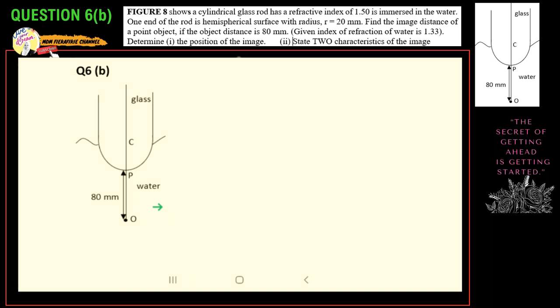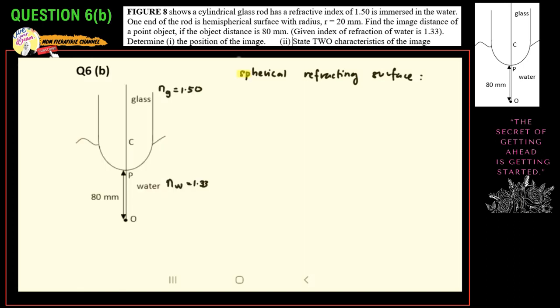question. Okay, so given that the refractive index of the water N is equal to 1.33, the refractive index of the glass is 1.50, while the refractive index of the water is 1.33. Okay, so determine the position of the image. So when we want to calculate the position of the image, remember, this question is about spherical refracting surface. So let's write the equation. So this is about spherical refracting surface.